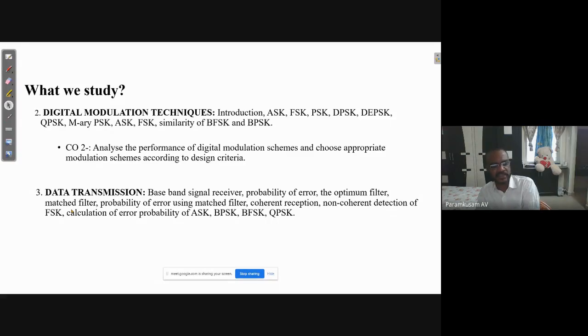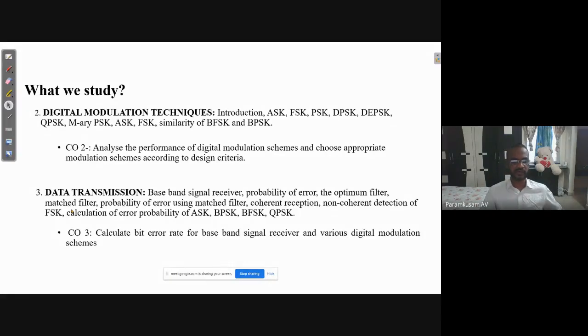BPSK means binary phase shift keying. It is the same as phase shift keying. When you use these modulation techniques, what is the probability of error? Suppose if you use amplitude shift keying, what is the probability of error? If you use phase shift keying, what is the probability of error? All these will be studied in the third unit.